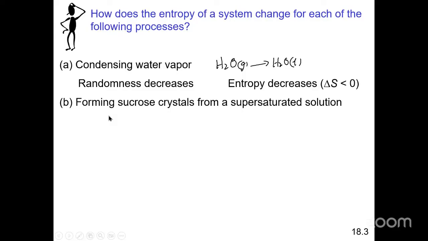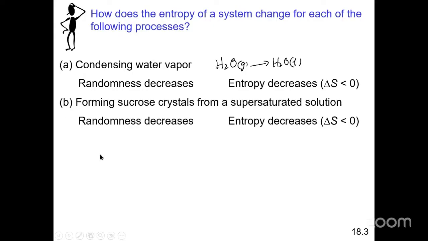Okay, the next one. Forming sucrose crystals from a supersaturated solution. Would that correspond to an increase or a decrease in entropy? You're going from solution to crystals. Decrease. Correct. Okay, next one. Heating hydrogen gas from 60 degrees to 80 degrees.